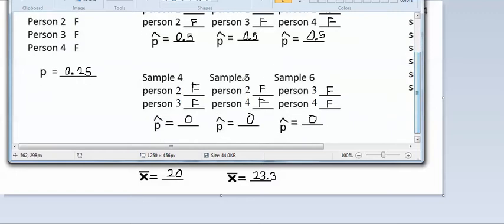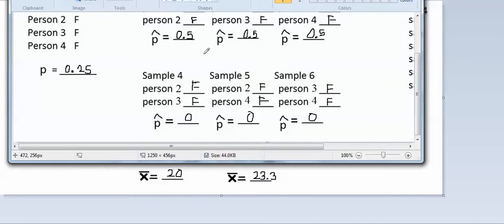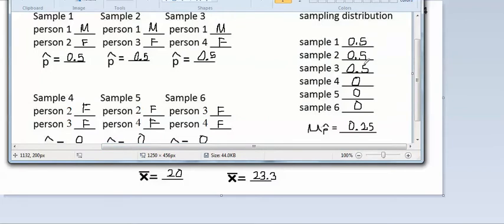In sample 4, 0 males divided by 2 is 0. And the same thing happens in sample 5 and sample 6. Once we calculate all 6 sample proportions, we list them out right here in the sampling distribution. And then we calculate the mean of the sampling distribution by adding the 6 numbers and dividing the total by 6. When you add these 6 numbers and divide the total by 6, you get 0.25.